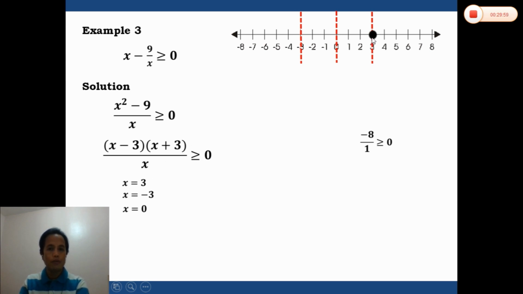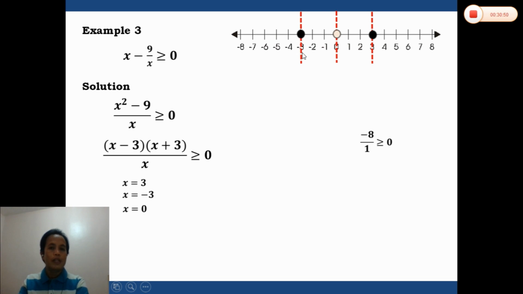That's why we use the solid dot here. The same also with -3. This will also give us a true statement for this inequality. So that's why we have a solid dot here. This means that +3 and -3 are part of the solution set. And 0 in the denominator will make the whole fraction undefined. So we have indicated here a hollow dot.